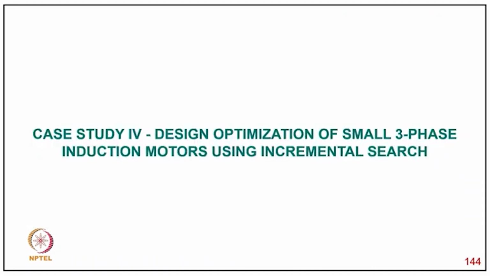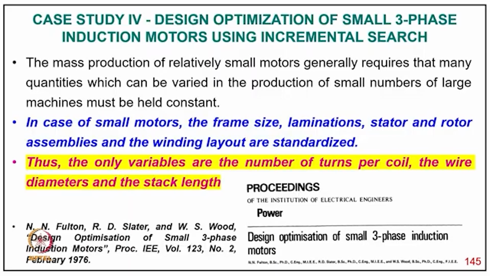Like so, coming to case study 4, design optimization of a small 3-phase induction motor using the incremental search method. Here, as a starting point, the mass production of relatively small motors generally requires many quantities which can be varied with the production of a small motor. Typically, numbers of large machines must be handled. So in case of a small motor, the frame size, lamination, stator and rotor assembly, and the winding layout are standardized. Thus, the only variables are the number of turns per coil, wire diameter, and typically stack length.